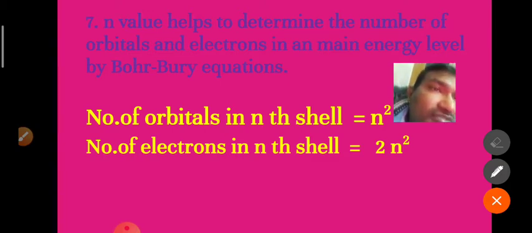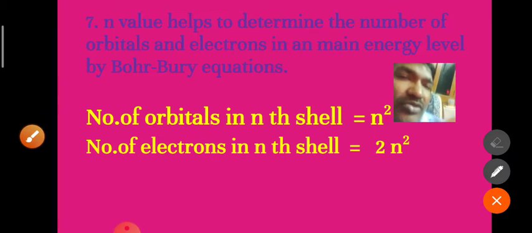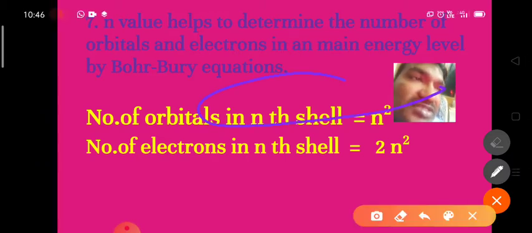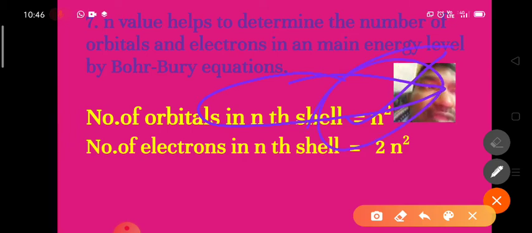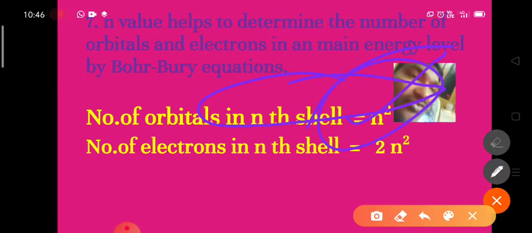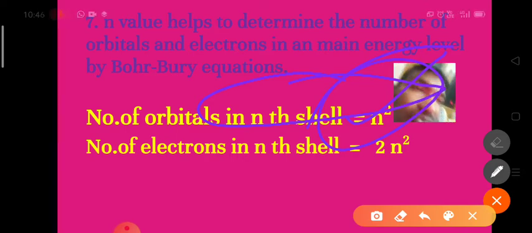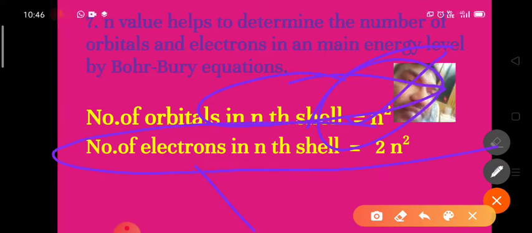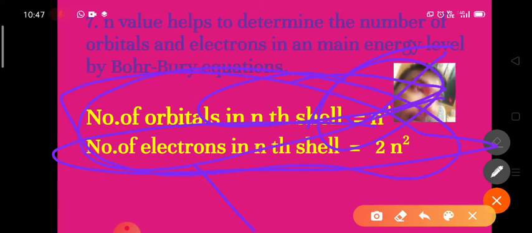Here, the Bohr-Bury equations say that the number of orbitals in the nth main energy level can be calculated by the equation: number of orbitals is equal to n square, and the number of electrons in the nth shell is calculated by the equation 2n square. So like this we have to remember. These two equations are known as the Bohr-Bury equations.